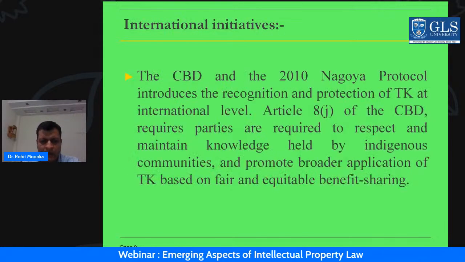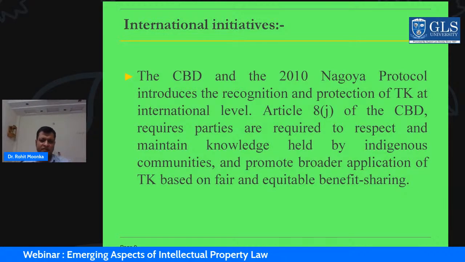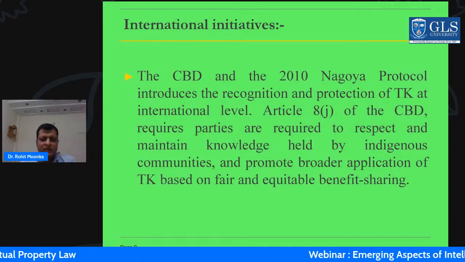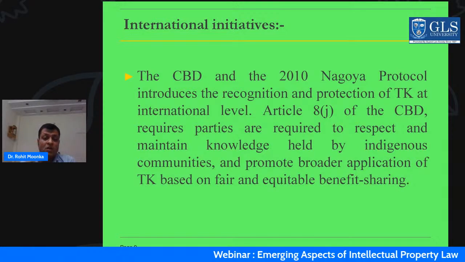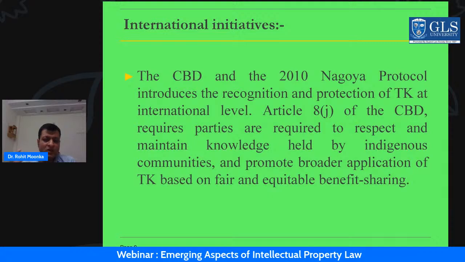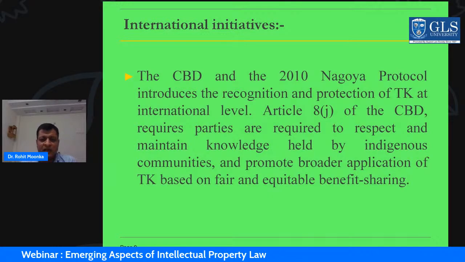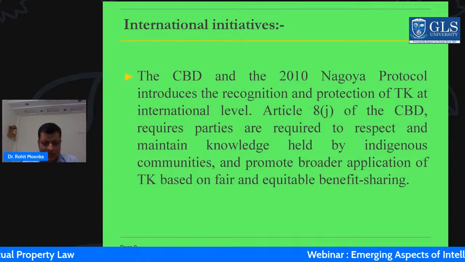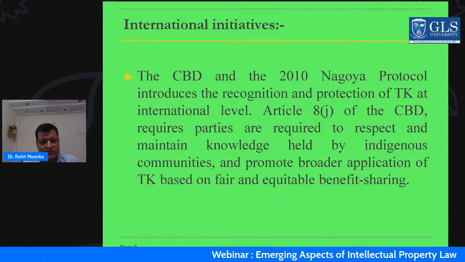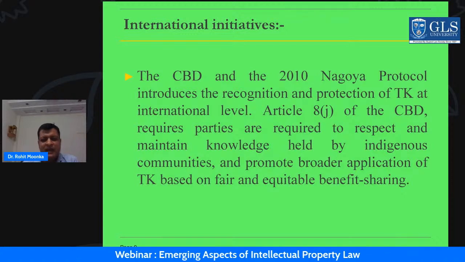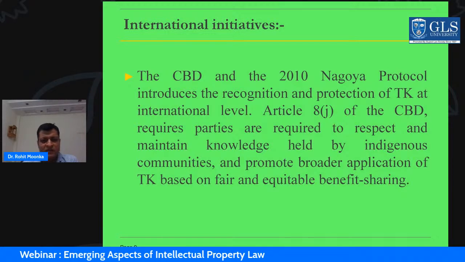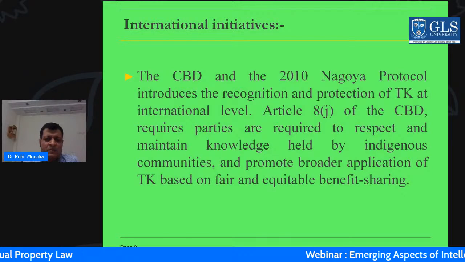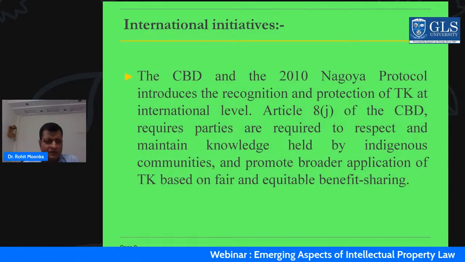Can we move the slide? Yes, international initiatives. As I mentioned earlier, there are international initiatives, but they are not directly or particularly on traditional knowledge. However, you can take the example of CBD. CBD was primarily for the protection of biological diversity, but under CBD and its Nagoya Protocol 2010, they introduced, in fact, the recognition and protection of TK at the international level for the first time.